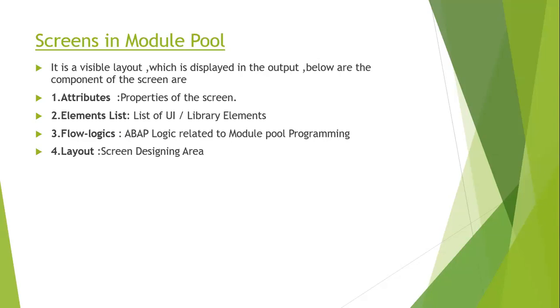Now next thing is flow logic. What do we mean by flow logic? Flow logic is where the events will be written. All the PBO and PAI events will be there, and based on your requirement, you can write the logic in your particular PBO and PAI event. Suppose you want to do a screen modification, then it is better to write the logic in the PBO event. If you want to do some kind of user interaction, let's say on click of a checkbox or radio button, or if you click on a button you need to save that particular information, that kind of logic you need to write in the PAI event.